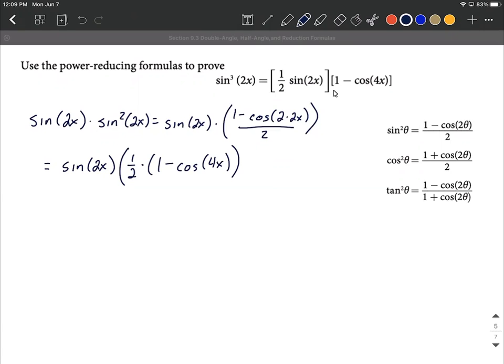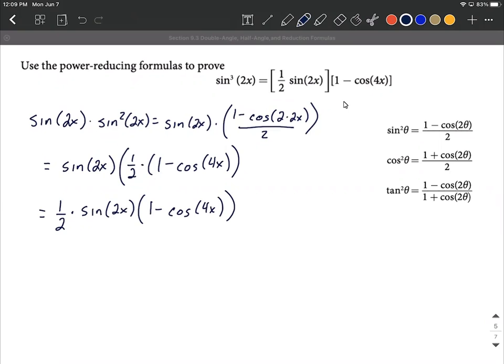The last step that I'm going to go ahead and do is this 1/2. Let's simply move that out in front of the sine of 2x. So just rearranging this, everything's multiplied together. We have some factors, so we're allowed to rewrite it in a different order. So we can say that's 1/2 times sine of 2x, and then this last set of parentheses, the 1 minus cosine of 4x. And now it looks just like what's on the right-hand side.